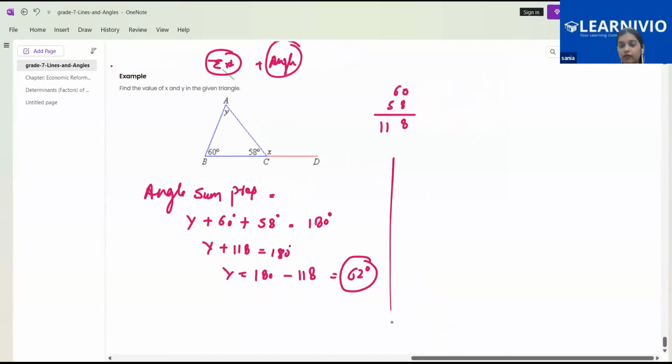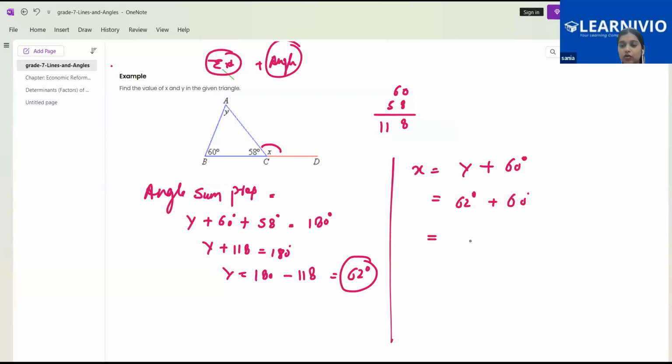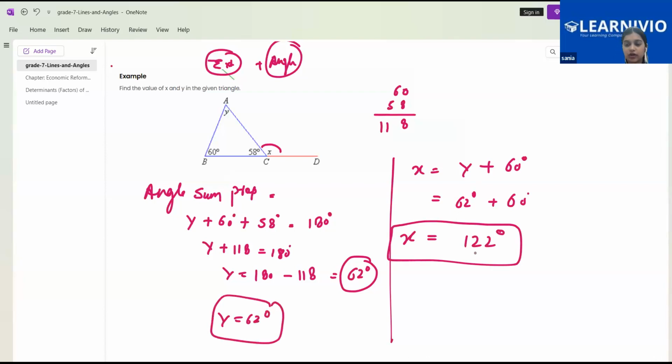Now you have to find x. So I told you the property, this x would be equal to y plus 60 degrees. So y is my 62 now and then 60. So 122 degrees would be my x. So y is my 62 degrees and x is 122.